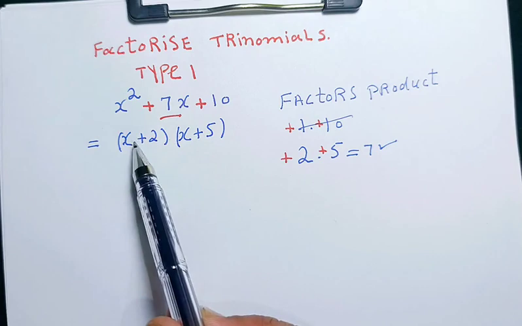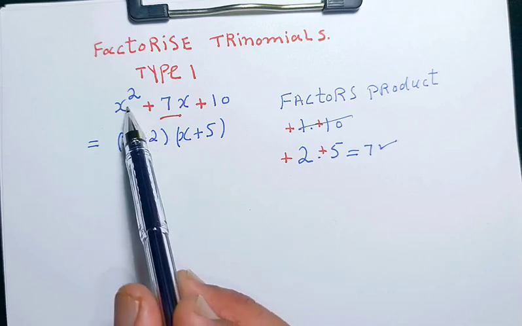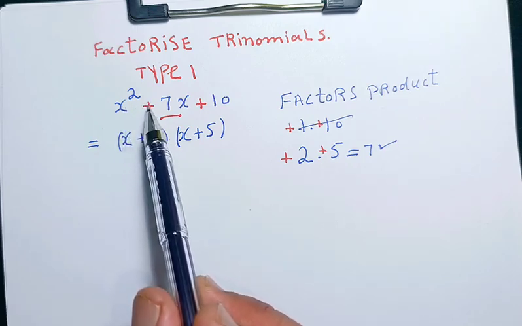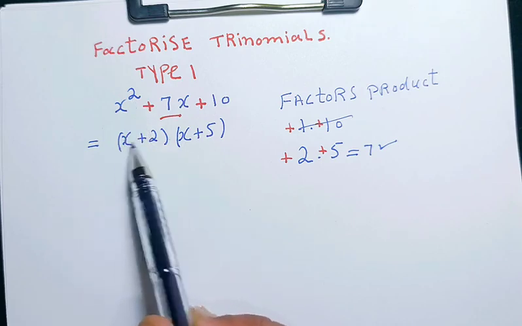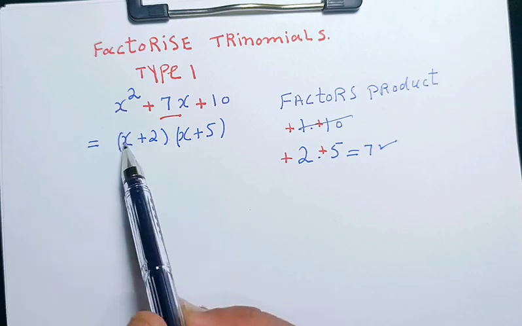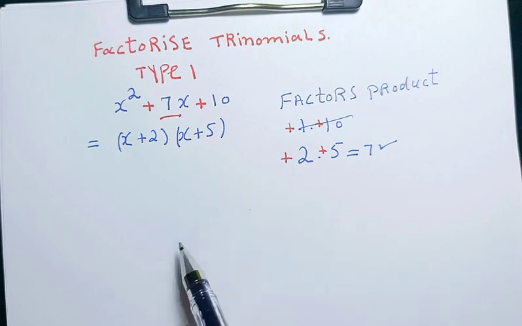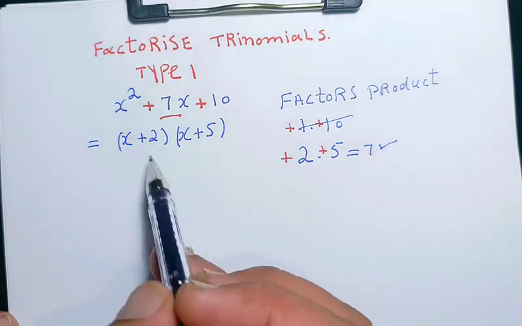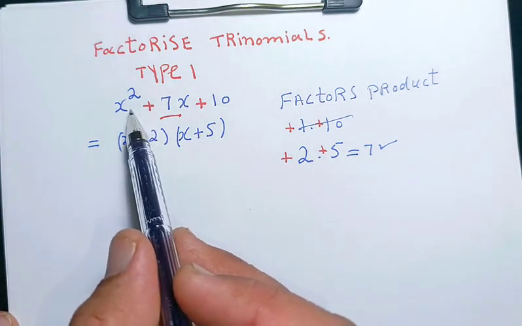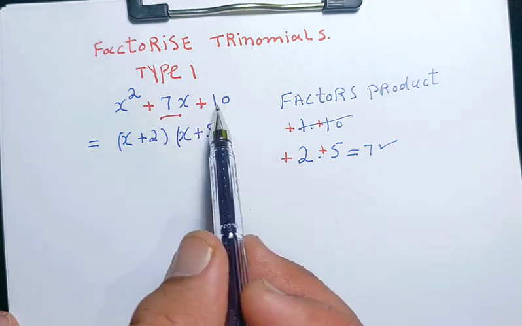Now if you foil this one, the answer is going to be exactly x square plus 7x plus 10. So x square we're not going to write, you can see x times x is x square. So always write first x and then plus 2 and x plus 5. Now if you want to check your answer is correct, you can foil this one and you will get the exact answer equal to x square plus 7x plus 10.